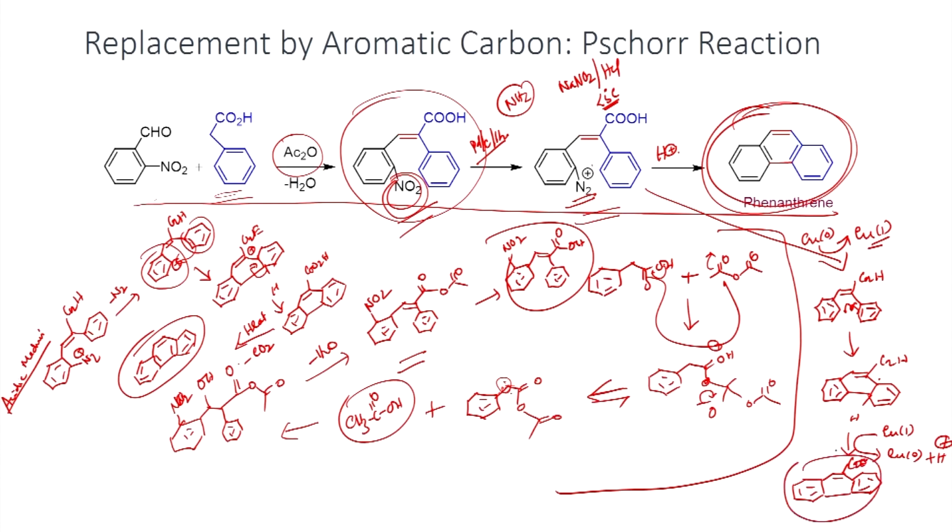Once you form this one, as we have seen, it can undergo decarboxylation when you heat, and you will be able to get the phenanthrene as a product. So this reaction is one of the effective synthetic routes. If you have the diazonium salt, you can try to cyclize intramolecularly. You will be able to get this compound. In this place, you can have a variety of substituents.